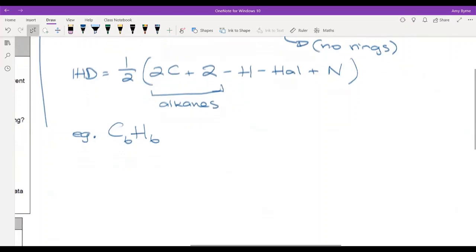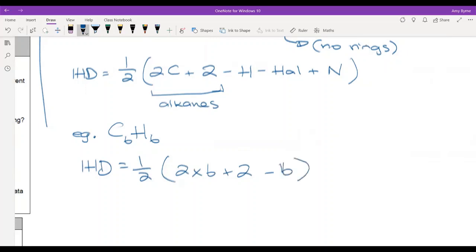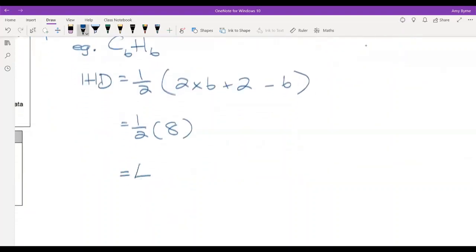So I can work this out using my formula. Index of hydrogen deficiency is equal to half times 2 times 6 plus 2, minus my number of hydrogens, which is 6. I don't have any halogens or nitrogen. So it's half of 2 times 6 is 12, plus 2 is 14, minus 6 is 8. So your IHD is 4.